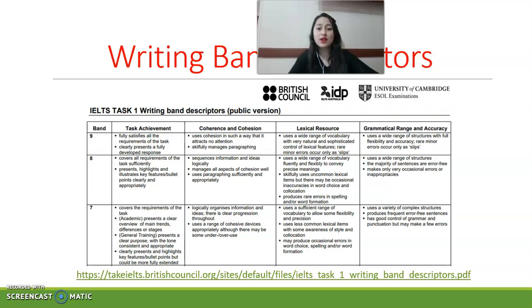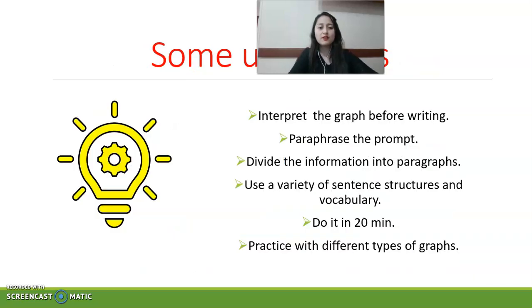These are some of the writing band descriptors, which you can Google, and you can find all the information about what you are evaluated on. Finally, I want to give you my final useful tips on this task. First, make sure that you interpret the graph before writing. Sometimes people start writing and they don't even pay attention to what the task says or what the information is telling them. Make sure that you paraphrase the prompt and divide the information into paragraphs.